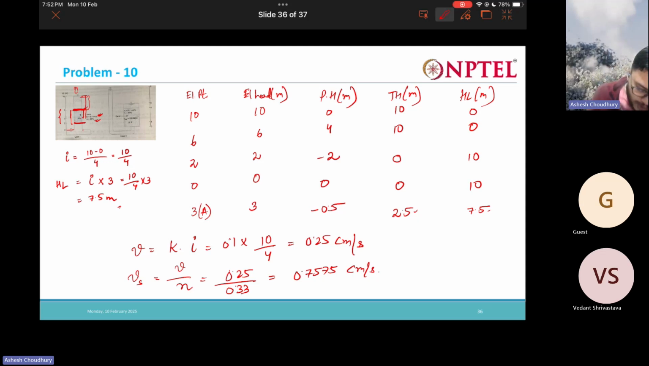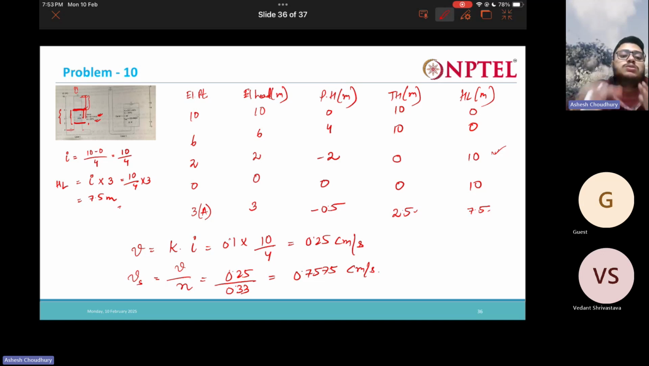Now when we come to point 2, we consider that all of the head is going to be lost as the water traverses through the soil column. So the head loss now is 10, and the total head will be 0. If the total head has to be 0, the pressure head has to be minus 2 because I have an elevation head of 2. Elevation head plus pressure head gives the total head. Next, at the 0 level, obviously everything is 0. Head loss is 10.